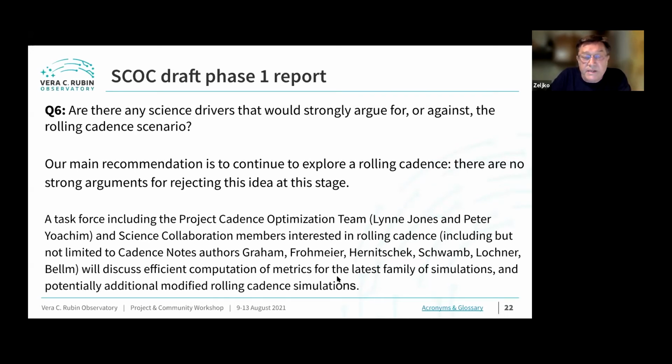We don't have the final implementation or the final strategy for rolling cadence. It's still being implemented. And so we decided to form a task force, which will be led by our project team. And it will also include all science collaboration members interested in rolling cadence. Lynne and Peter will start by approaching all the authors of Cadence Notes that mention rolling cadence. They are listed here individually, but that does not mean that if you're not on this list you will not be accepted. If you have interest in rolling cadence optimization, you should definitely contact this task force and help the work.